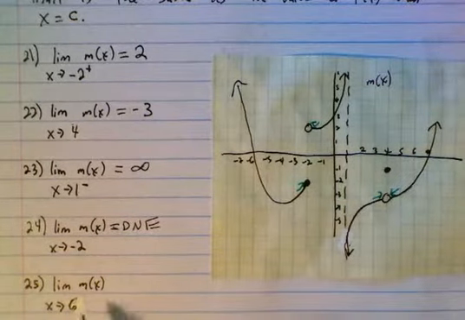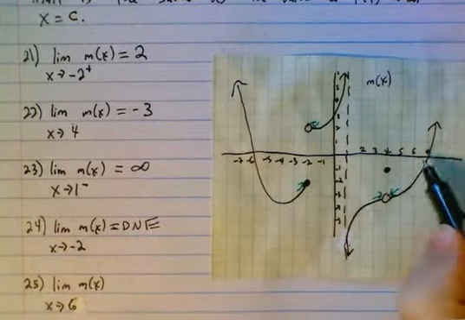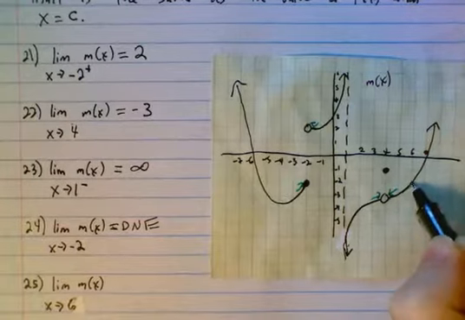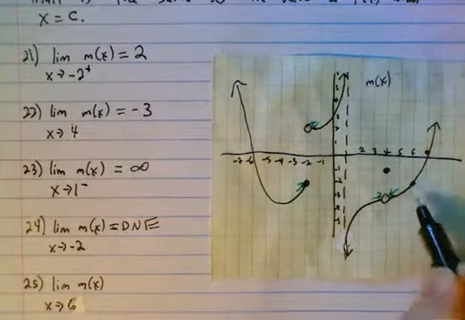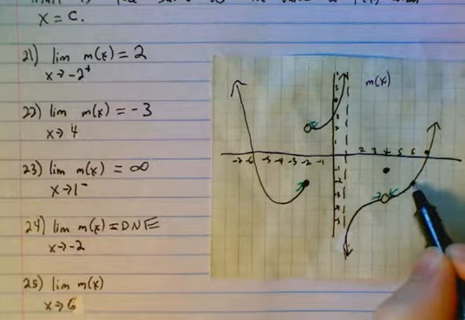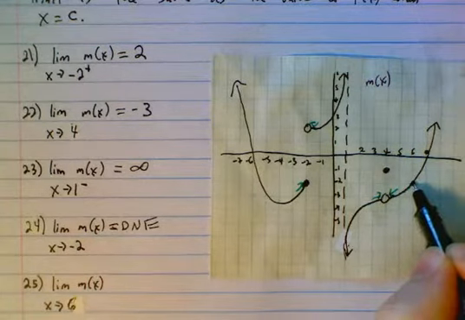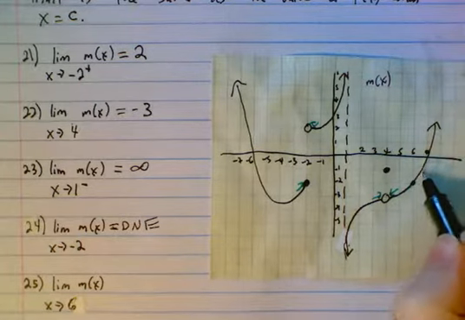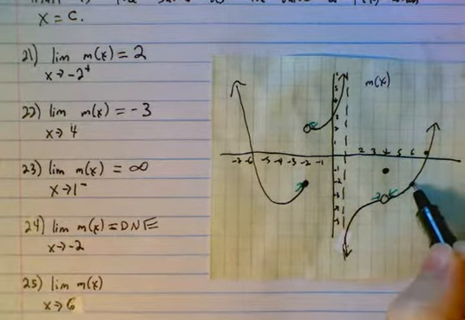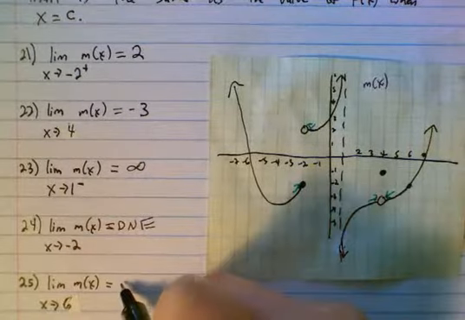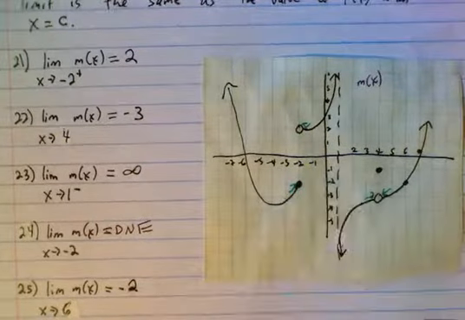And finally, let's look at as x approaches 6. So right here it's continuous. There's nothing strange going on. So as we approach from the left, when x approaches 6, y wants to be -2. When we approach from the right, y wants to be negative 2, so the overall limit does exist. It's negative 2.